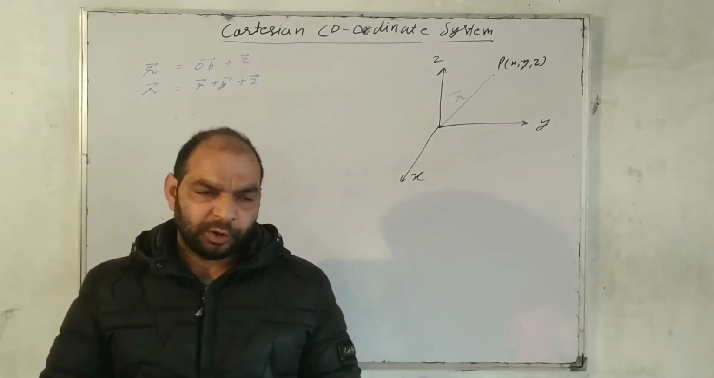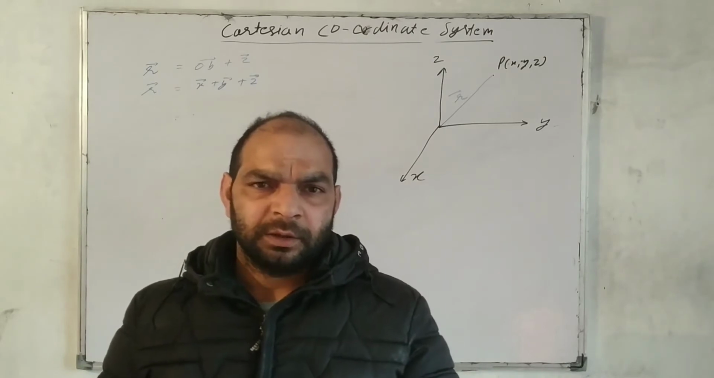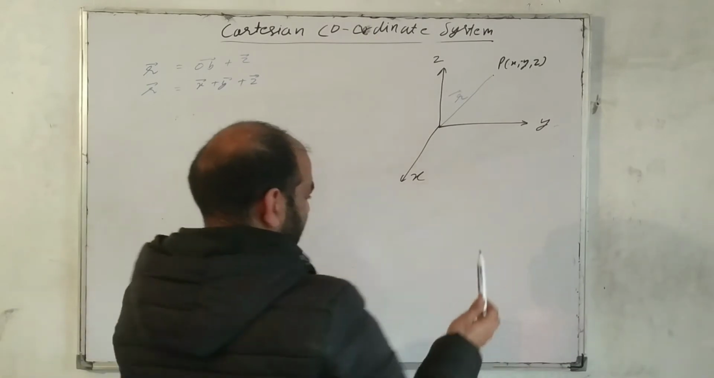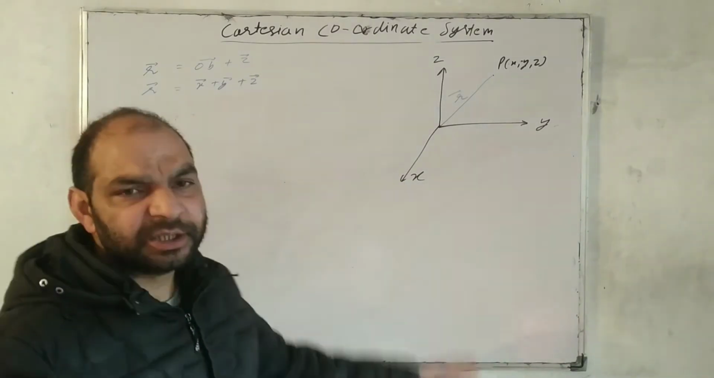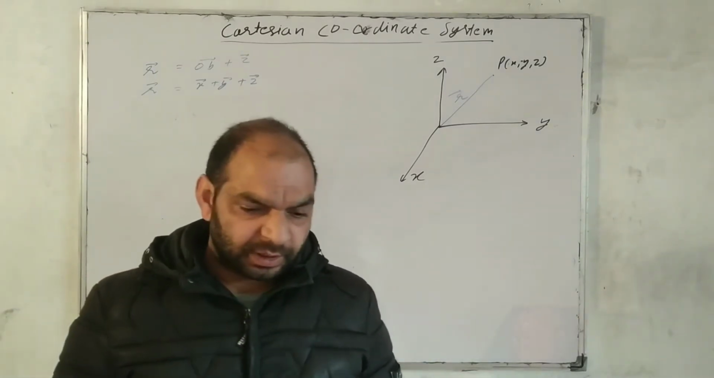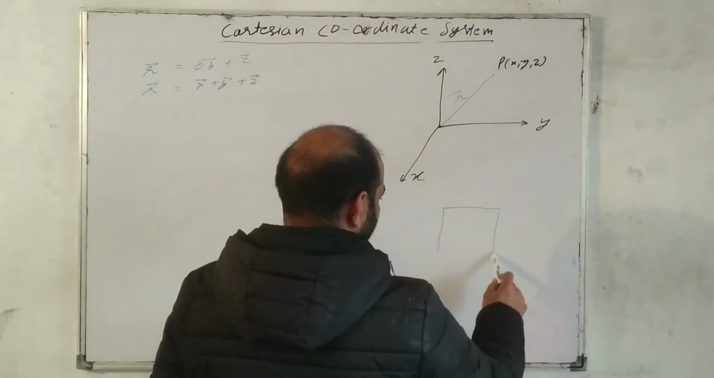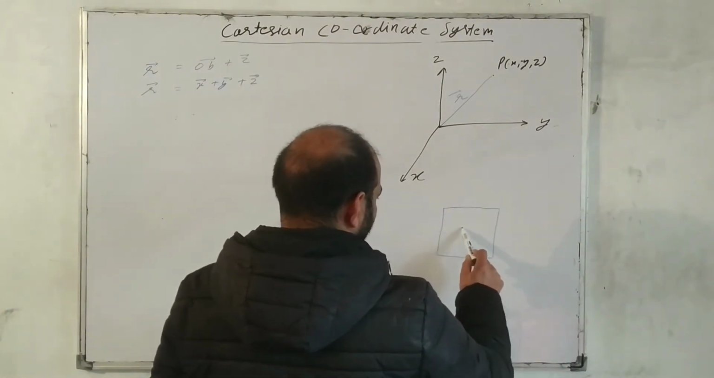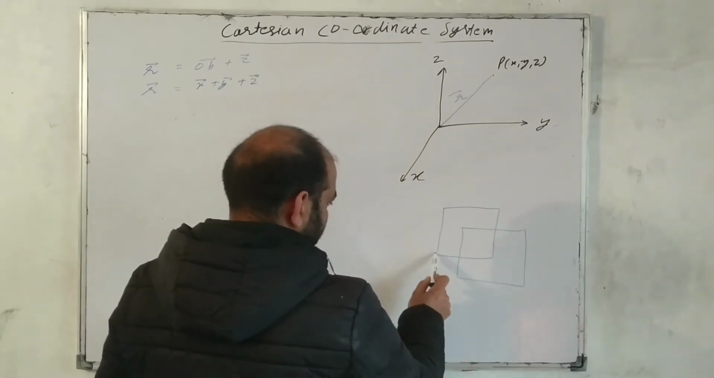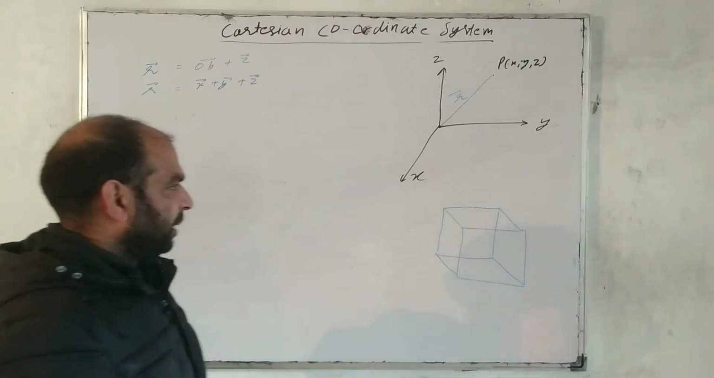Now we will consider the volume element. Volume element means we have to consider all three coordinates of the system. So let me consider a small volume element in this Cartesian coordinate system. It is small, but I am drawing it very big so that you can see it easily. Suppose this is the small volume element.